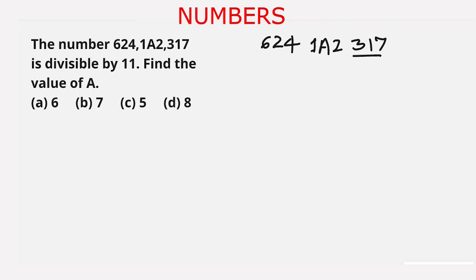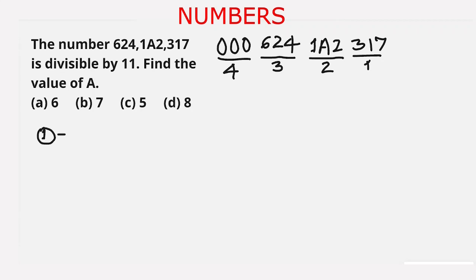This is 317, the first set, 182 is the second set, and 624 is the third set, and 000 we make a fourth set, so that we can make the pairs. This is one set, this is second set, this is third set, and this is fourth set.